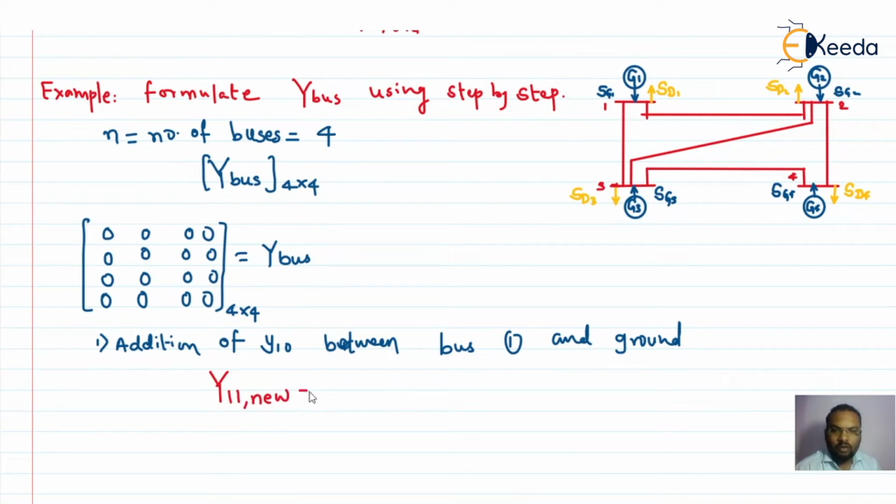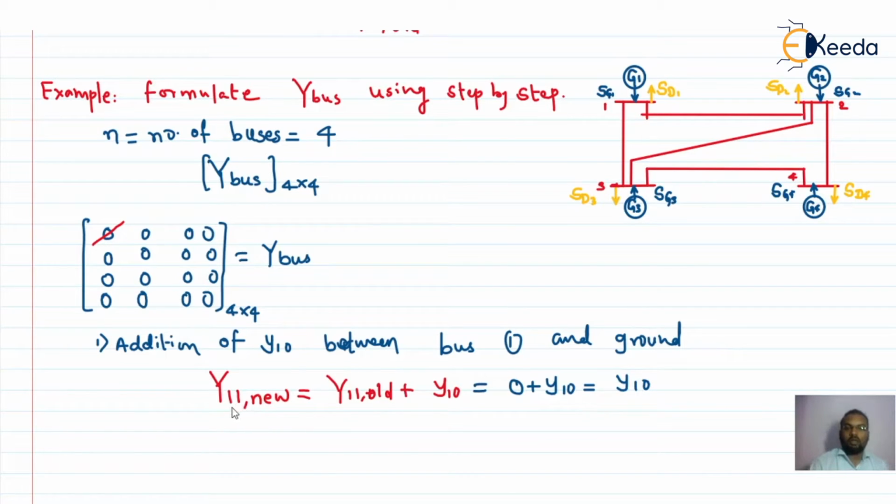So the y11 new value will become y11 old value plus this y10. It will affect this entry only, y11. Earlier the old value of y11 was 0, plus y10, so it will become y10. Now please save this value, the y11 new value.